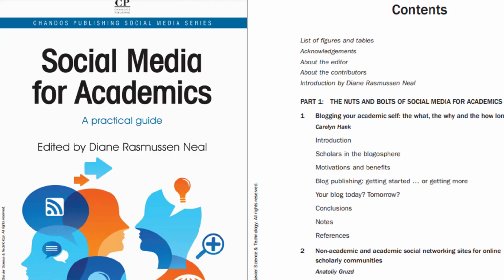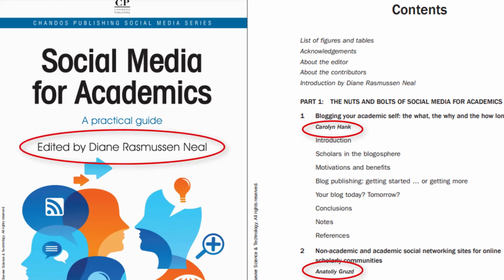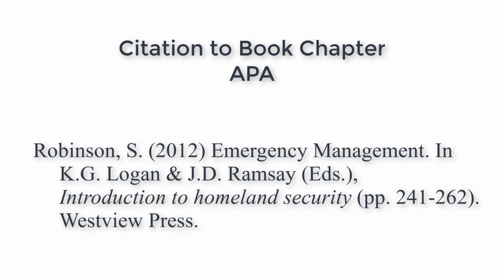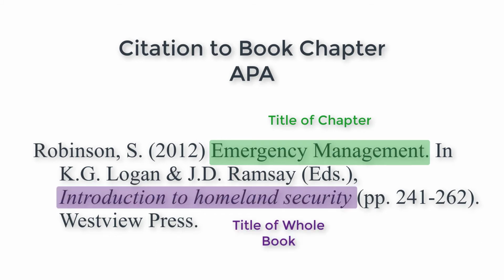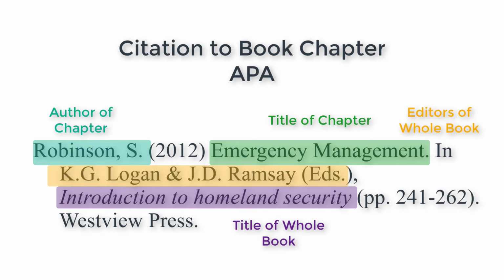A book chapter is usually written by a different author than the editors of the whole book. Again, notice that a book chapter citation has two titles. There's the title of the chapter and the title of the book it appears in. There are also two creators. There's the author of the chapter and the editor or editors of the entire book.